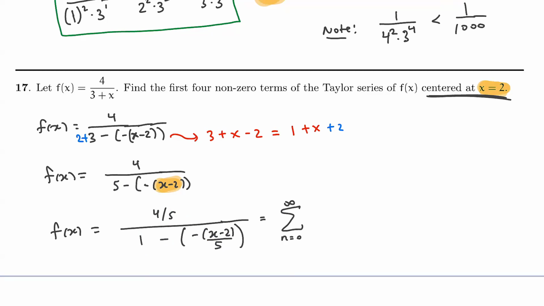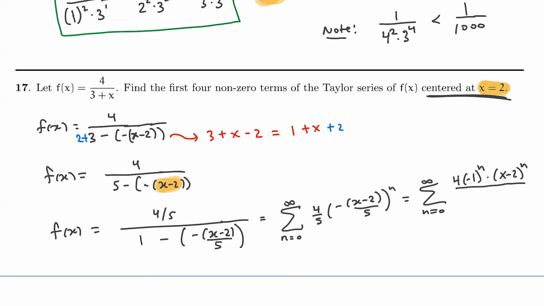infinity of a, which is 4 over 5, and then r to the power of n, where r here is negative, in parentheses, x minus 2 divided by 5, to the power of n. So I'll just clean this up better. We have the sum from n equals 0 to infinity of 4 times negative 1 to the power of n times x minus 2 to the power of n divided by 5 to the power of n times 5. So 5 to the power of n plus 1. I just clean that up like that.